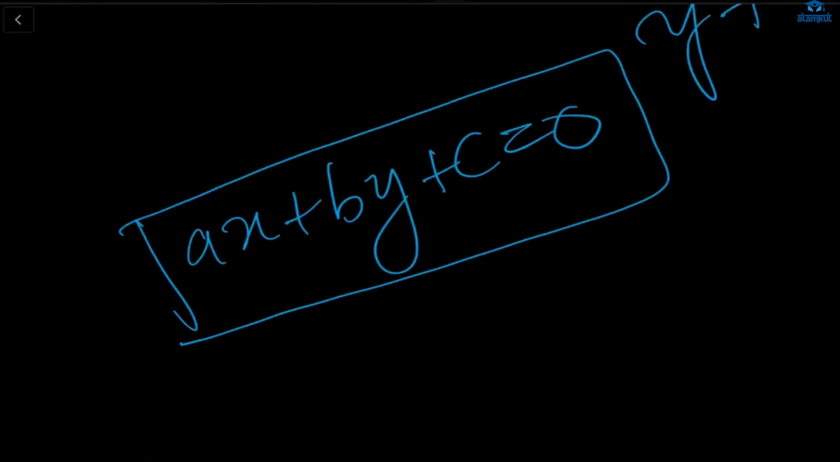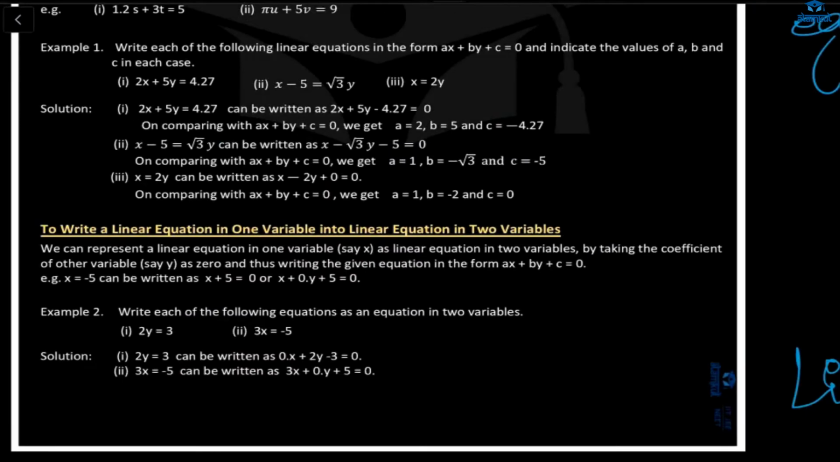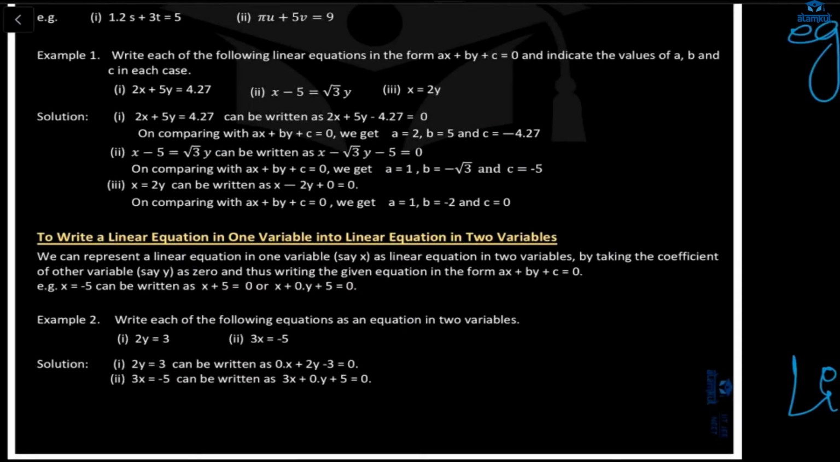So whenever, like in this question, if you see example 1: write each of the following linear equations in the form ax plus by plus c is equal to 0 and indicate the values of a, b and c in each case. In the first one, it is already written in the form 2x plus 5y is equal to 4.27. So c, you can bring to the LHS. So 2x plus 5y minus 4.27. Now if we compare the equation you have here with ax plus by plus c is equal to 0, the a value will be 2, b value will be 5, and c value will be minus 4.27.